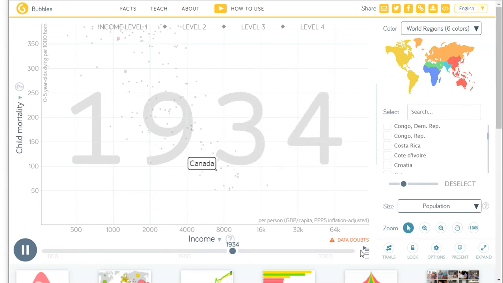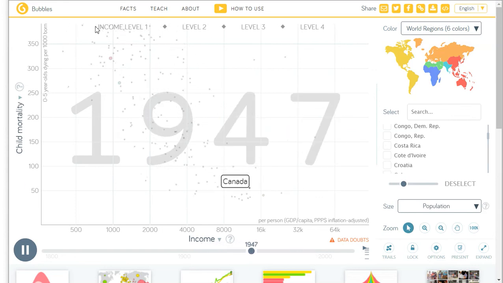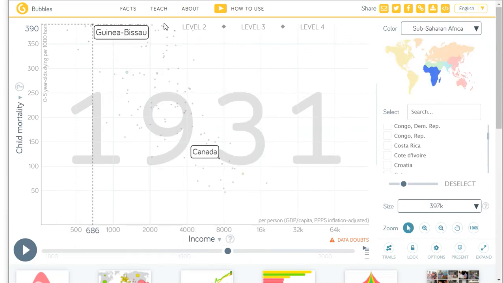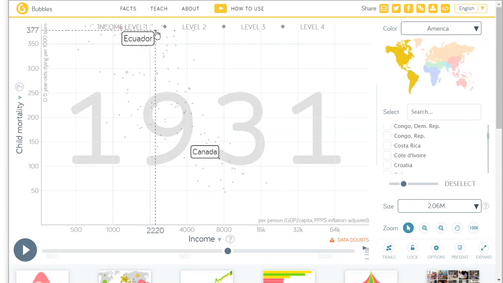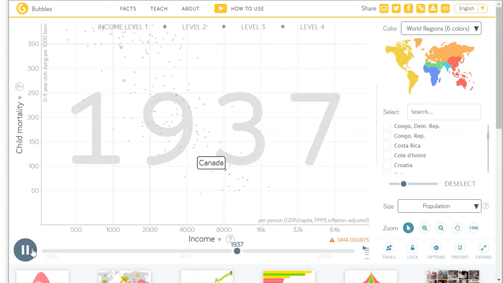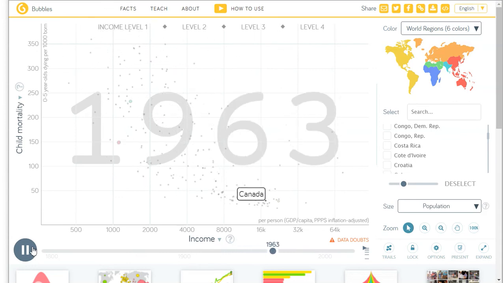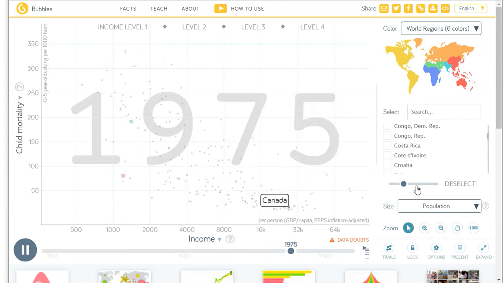And some of this might be error in data collection. Look at how most of the world is still huddled way up here. And you're going to find all these green countries that are African countries that have really low income and really high child mortality rates. And some countries over here that have higher income but still really high child mortality rates. But then all of a sudden the rest of the planet sort of starts catching up.